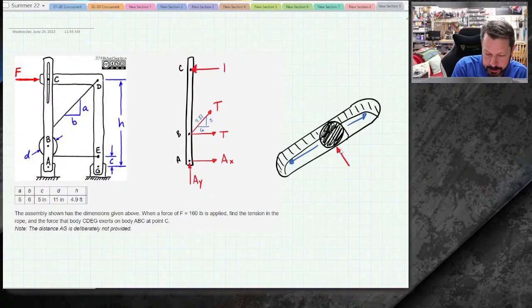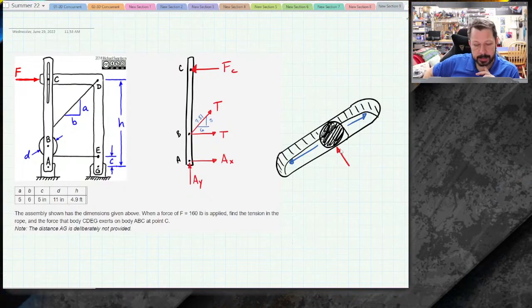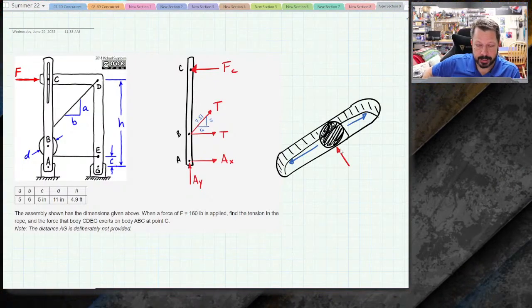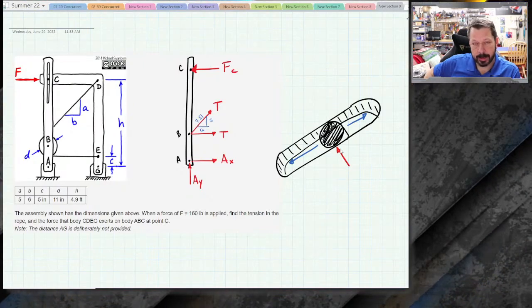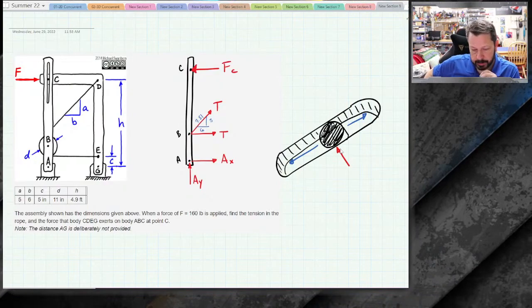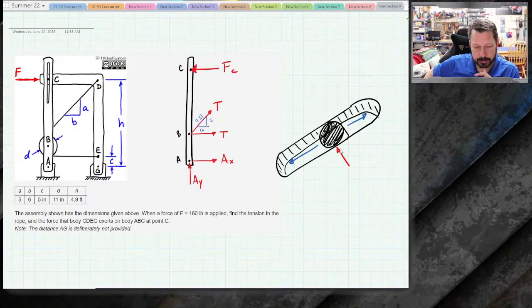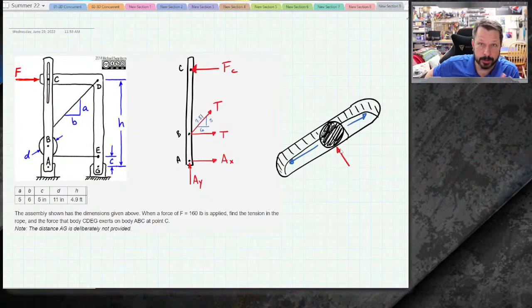Now, does that actually matter? I'm going to call it the F at C, so the force at C. It doesn't actually matter if I've got this direction right or not. If I get it wrong, then I'll calculate, and FC will turn out to be a negative number, and that's fine. So I don't actually need to know if this goes left or right. I just need to know it does one of those things.